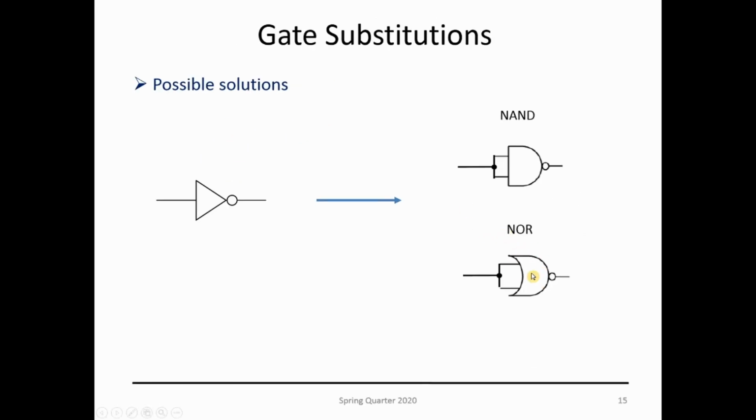Similar to your NOR gate, it's going to have exactly the same behavior, and there are other ways of making NOT gates with other gates.